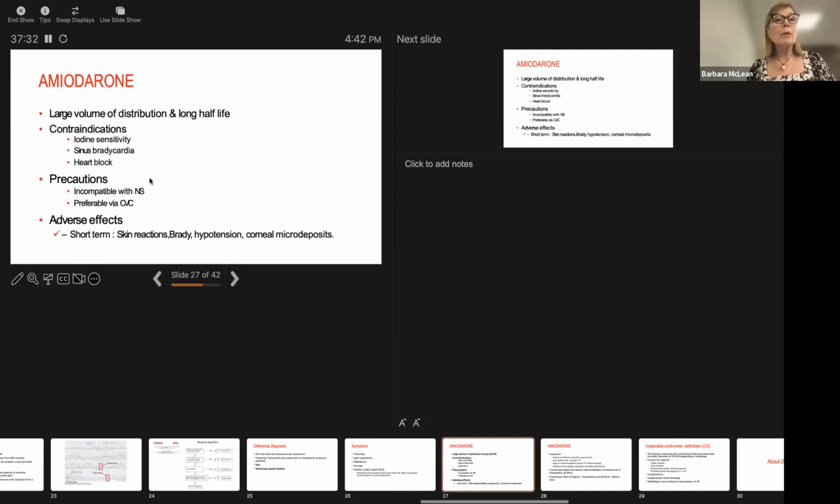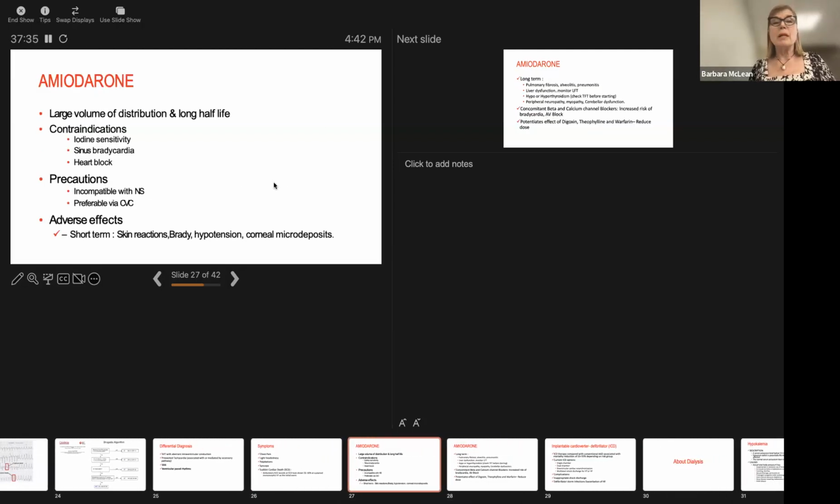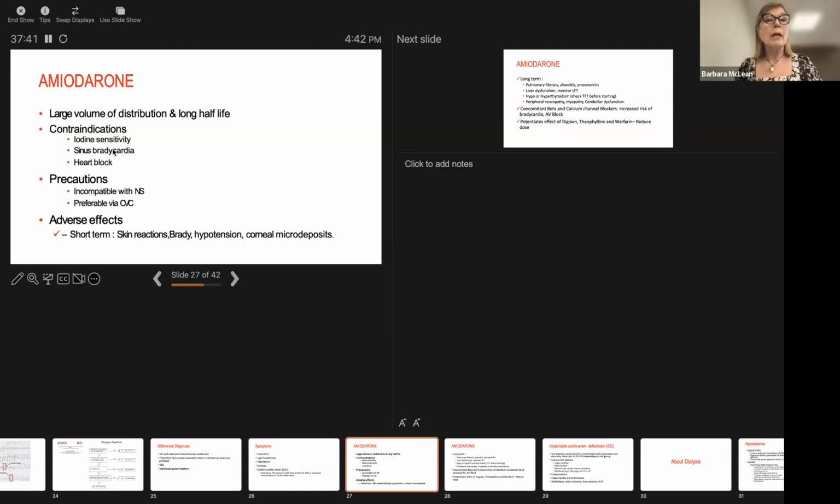Okay. Therapeutically, we're going to start amiodarone. Everybody is familiar with it. You all are giving it all the time. Don't want to give it to patients who have heart block or sinus bradycardia. It's incompatible with normal saline, and we prefer to give it through a central venous catheter. So remember, he got catheterized pretty quickly, got a femoral vein catheterization, and amiodarone began.